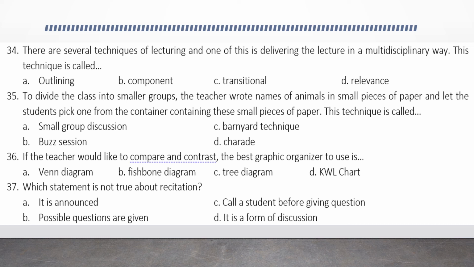Kining fishbone diagram, this is used for ano siya, cause and effect relationship. Okay? Then tree diagram, kuan gyapon ni siya, pwede siya cause and effect gihapon. Mag-start ka sa roots, then padung sa fruits. Then KWL chart, this is used during review.